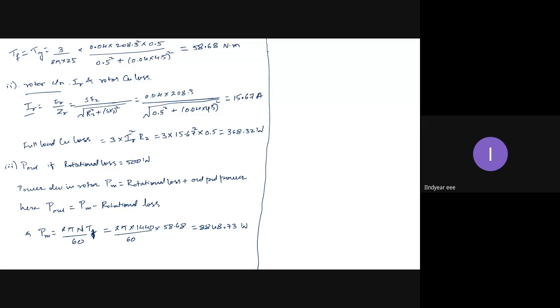Okay. Now I have PM. I know the rotational loss, so I can find out P out. P out is equal to 8848.73 minus 500. So P out is equal to 8348.73 watts.